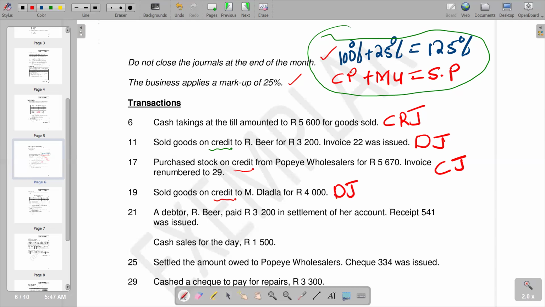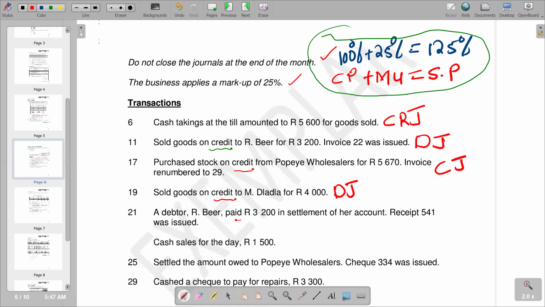Then we go to the 21st, where we say a debtor, RB, paid 3,200 rand in settlement of her account. Receipt 541 was issued. So here now there is cash movement, as you are told that a payment has been made. It means this is money that has been received, so we are supposed to enter it in the cash receipts journal. It's very important for you to identify the movement of the cash. Are we receiving or are we paying? In this case, it's a debtor paying, so obviously we are receiving.